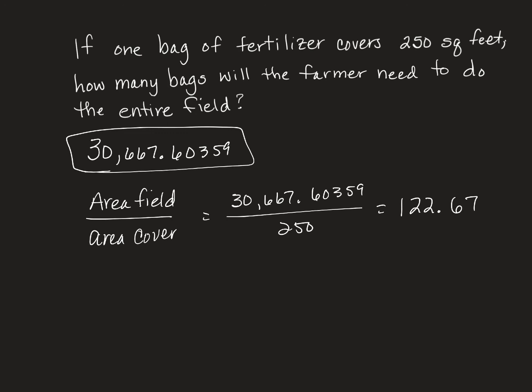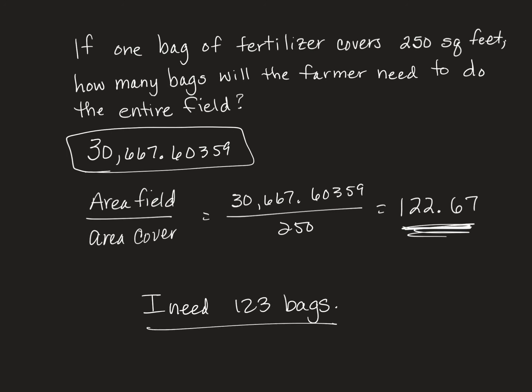122.67. But it wants to know how many bags I will need. This is not your answer. That's the accurate amount, but that's not how many bags I need to buy. I need to buy 123 bags. And the reason for that is because if I buy 122 bags, 2/3 of a field is not going to be covered. So I need to buy 123 bags so I have enough to do the entire field.